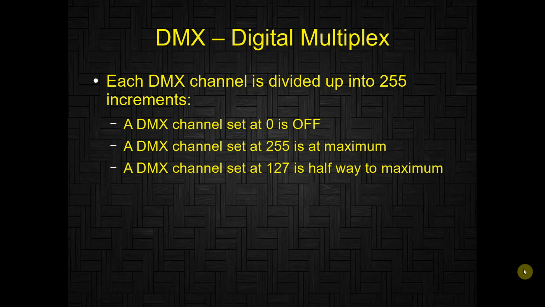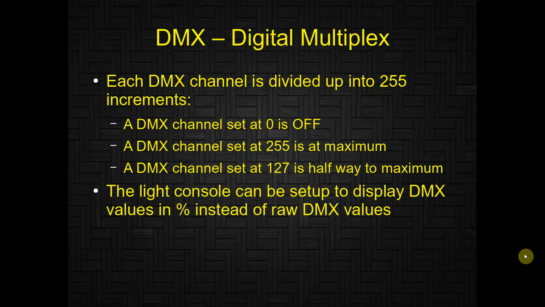It's kind of a weird system. You would wonder why it doesn't go from 0 to 100, but it's the way that DMX is set up. It's 0 to 255. So if you're looking at something on the console and the console is displaying it in DMX terms, you'll see that the increments are from 0 to 255. Although we do have the option on the lighting console of displaying DMX values in terms of percent instead of raw DMX values. So a DMX value of 127 would show up on the light board as 50%.